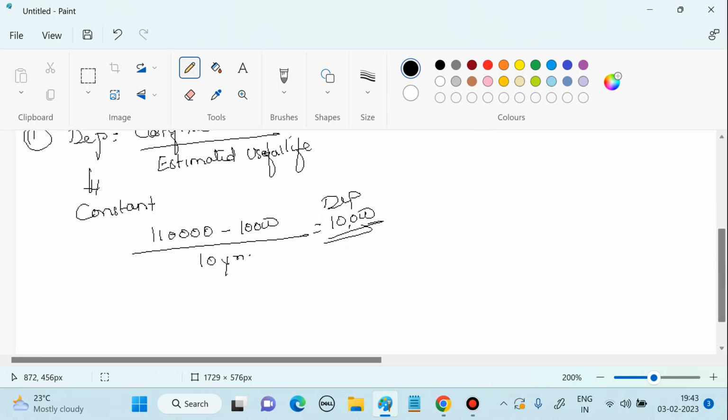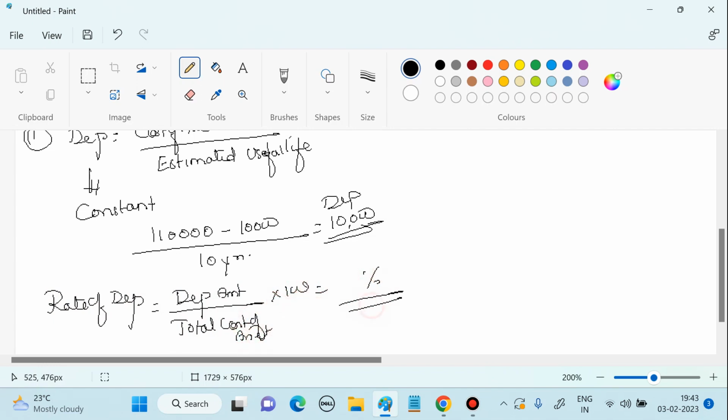Yeah, yeah. And if they ask you to calculate the rate of depreciation, what is the formula? You take the depreciation amount divided by the total cost of asset into 100. That will give you the rate of depreciation. Got it? Yeah. Relatively, straight line method is a very simple method. At the beginning of the first year, you calculate the depreciation, get the full year depreciation, and you can put the same amount every year.